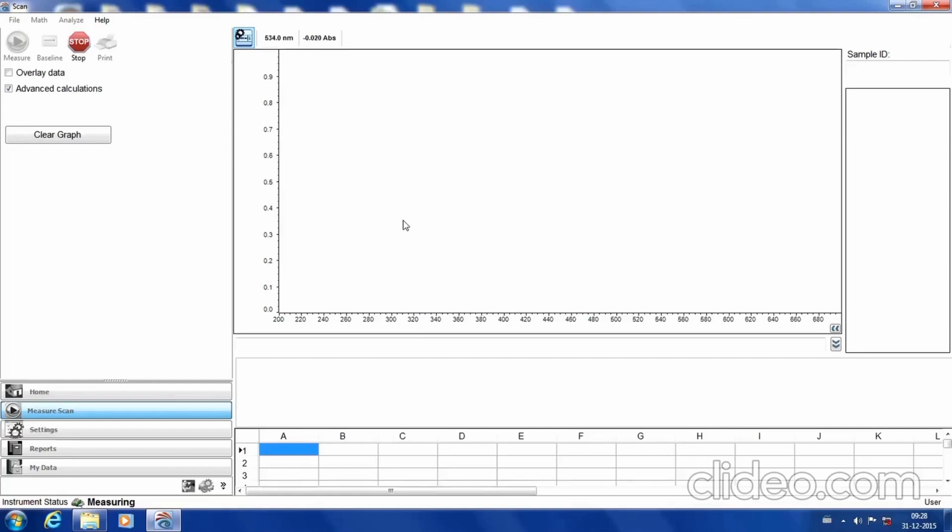But after we obtain the baseline, we will add our ligand to the protein in the sample cell, and we will observe any dip in the peak at around 400 nanometer, which is characteristic for this protein, and consequently we will add increasing concentrations of the ligand.